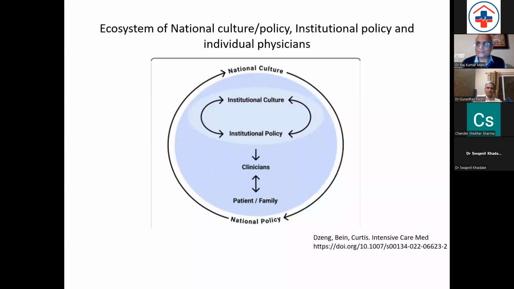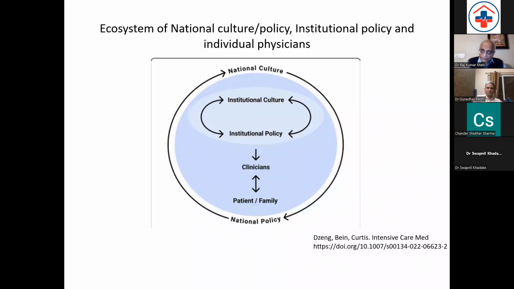Isn't it? We can see that as a witness. There may be different cultural ethos or different approaches even within the same institute amongst different ICUs. So there is an impact of the national culture and institutional policy on individual clinicians, who may have their own biases or values and wishes or religious beliefs, which may facilitate or hamper ethical decision making. Similarly, the patient and family may not have had enough discussion on death and dying. They may have their own value systems which may facilitate or hamper these decisions.